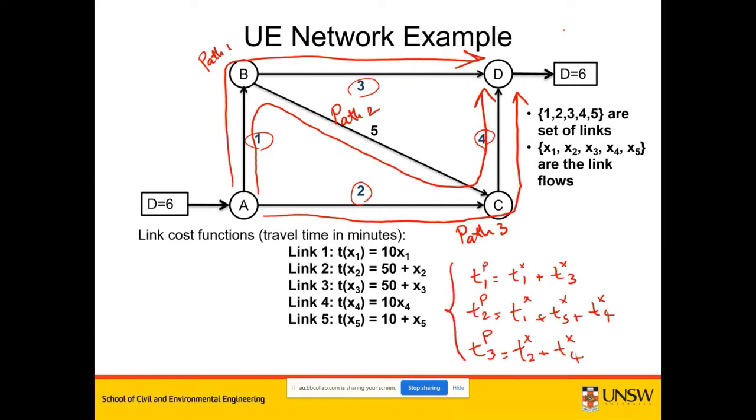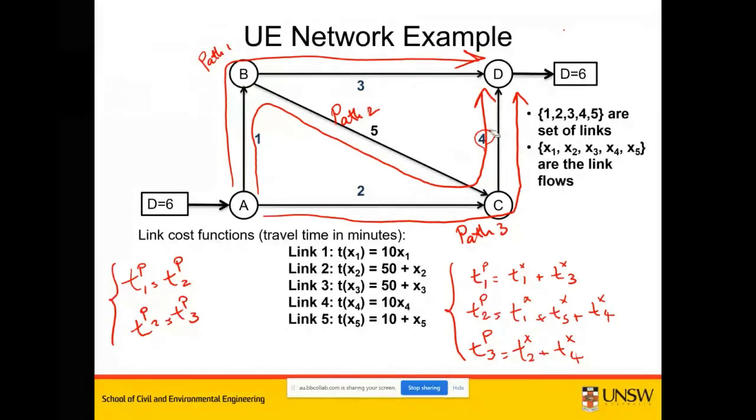And at the equilibrium, they must have equal travel time. So that means I can actually write two equations alone from this UE condition. And that would be travel time of path 1 being equal to travel time of path 2, and travel time of path 2 being equal to travel time of path 3. So these two equations, I've set them aside. There are a number of other equations that we can write here, right? So let's have a look.